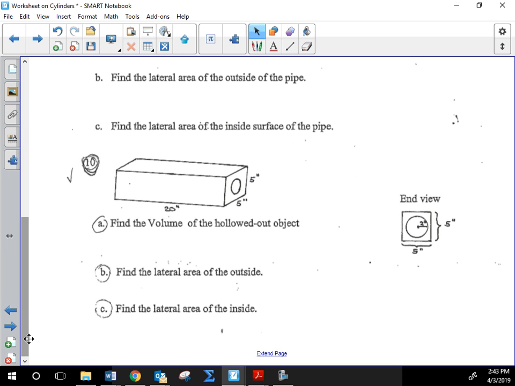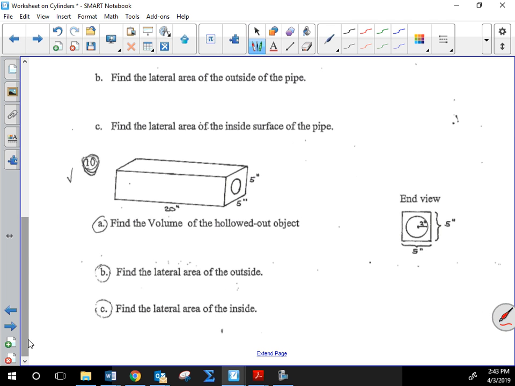So it says find the volume of the hollowed out object. What does that mean if something's hollowed out? There's nothing in that. Right. They took that middle and took it out. Think of a hollow tree, there's nothing in the center of the tree. Alright, so they've taken the middle and pulled that out, and we're left with this beautiful shape here. They've given us the end view. They told us that our radius of the circle is 2 inches. This looks to be a square on the end, so 5 by 5. And then our length here is 20.